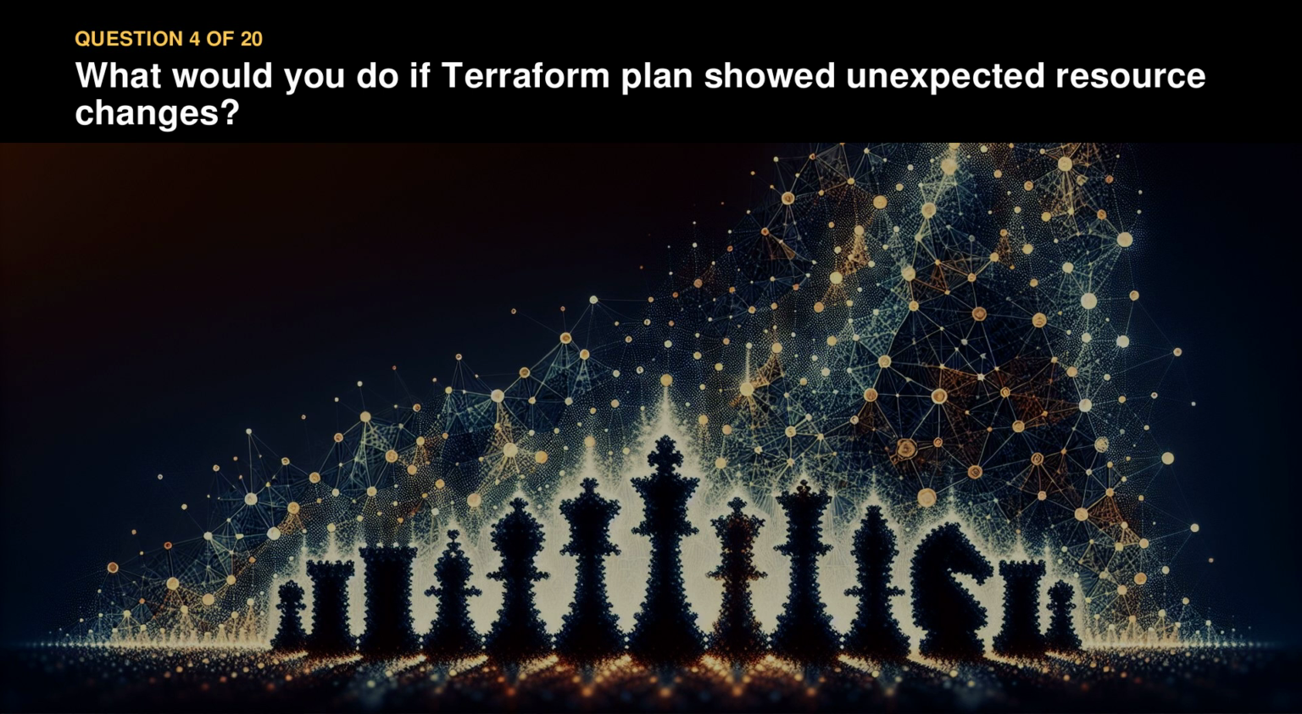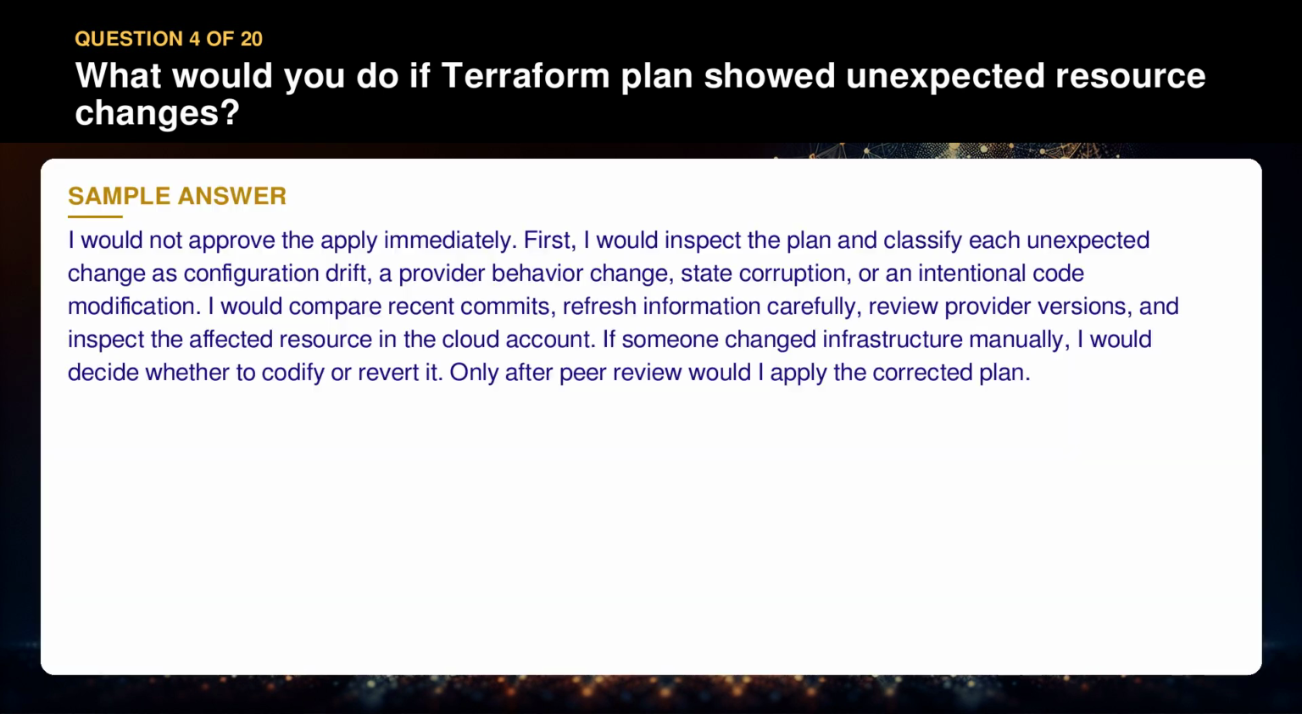Question 4. What would you do if Terraform plan showed unexpected resource changes? I would not approve the apply immediately. First, I would inspect the plan and classify each unexpected change as configuration drift, a provider behavior change, state corruption, or an intentional code modification. I would compare recent commits, refresh information carefully, review provider versions, and inspect the affected resource in the cloud account.